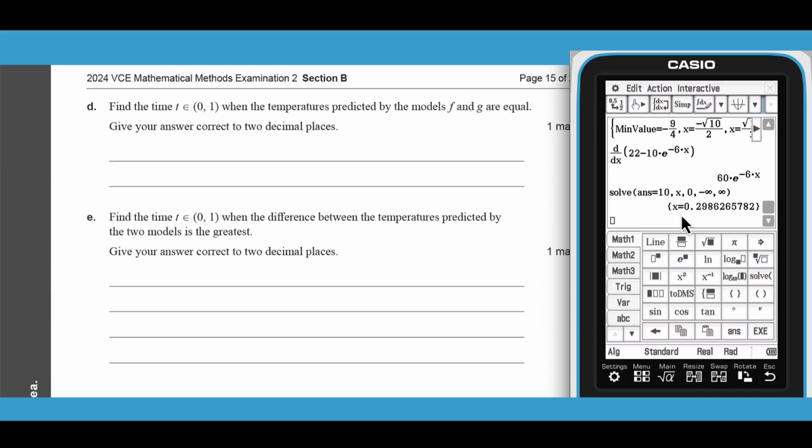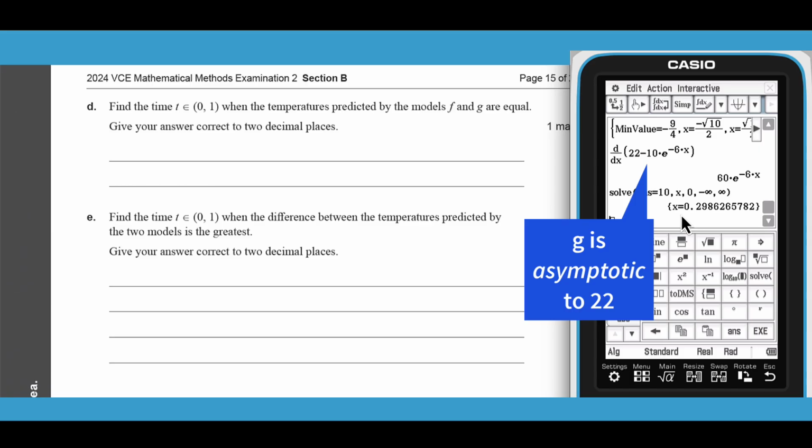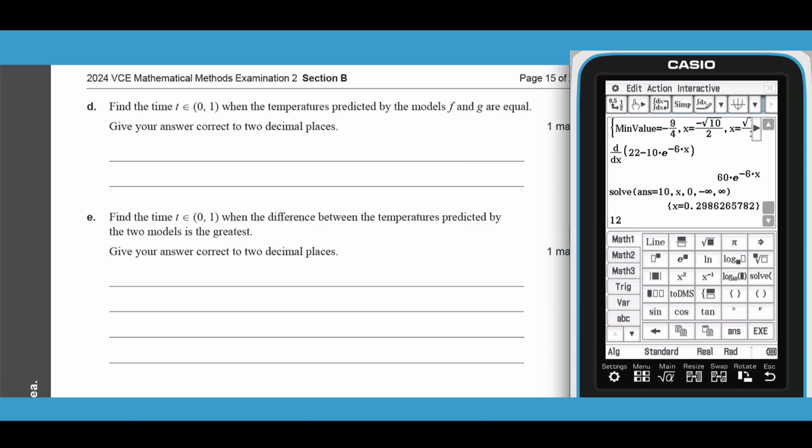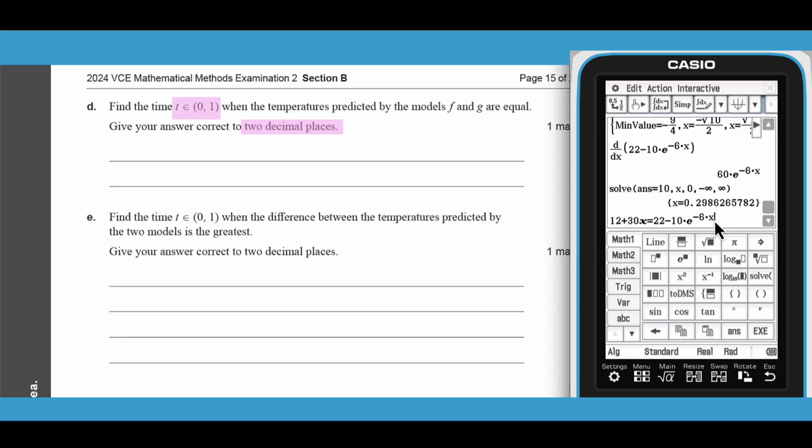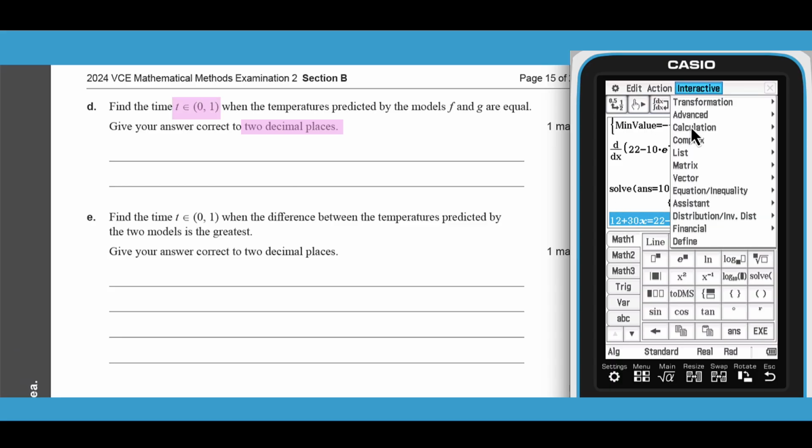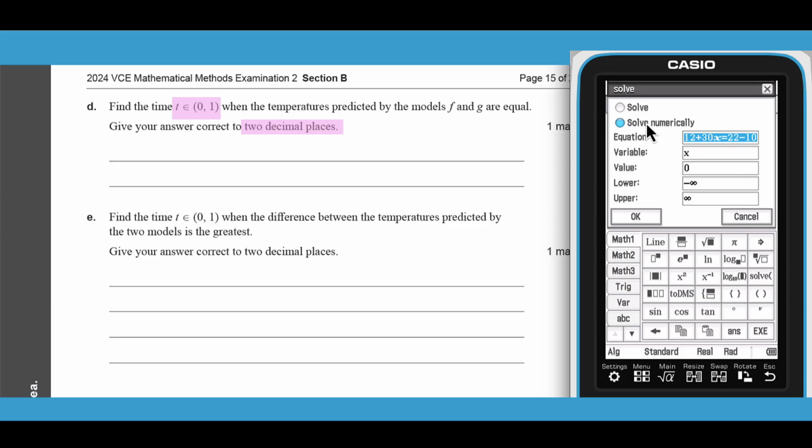Part D asks when the two models for temperature are equal. As g of t is never equal to 22, because e to the power of negative 6t is never equal to 0, we just need to equate 12 plus 30t to g of t. As we are looking for a 2 decimal place answer between 0 and 1, when I use the solve command, I will once again choose solve numerically, and I will set the lower and upper bounds on my solution to be 0 and 1 respectively.